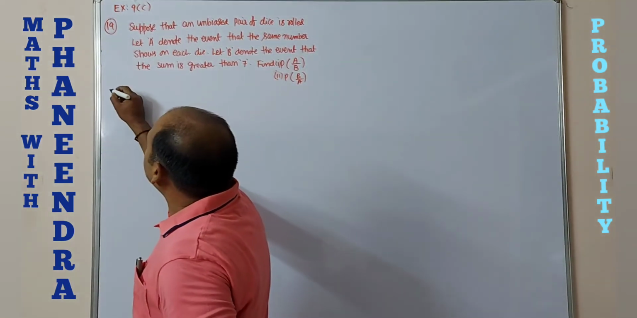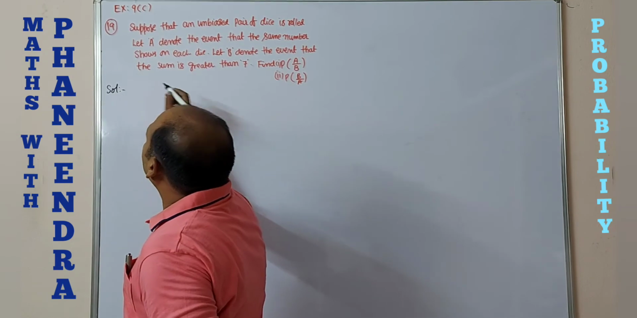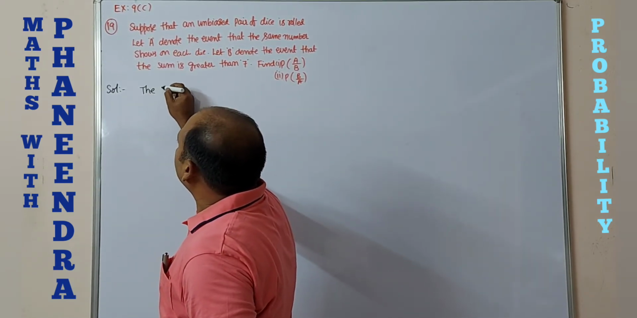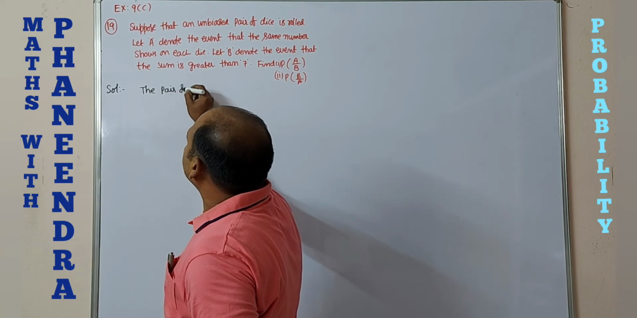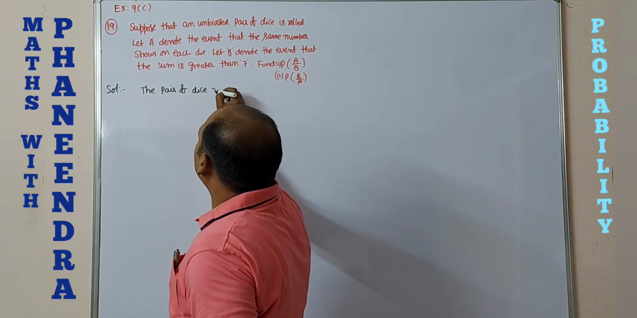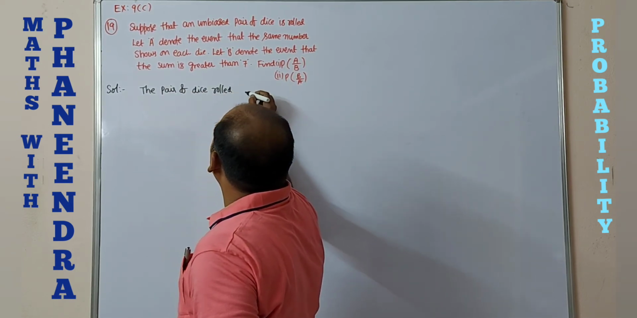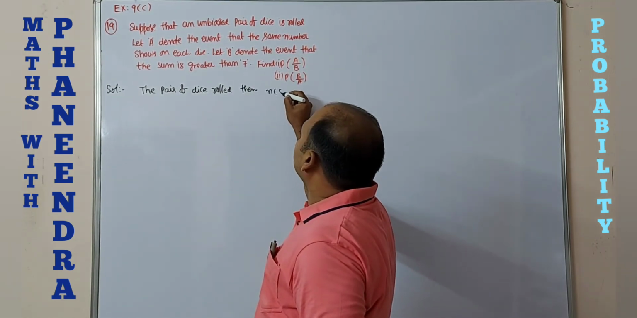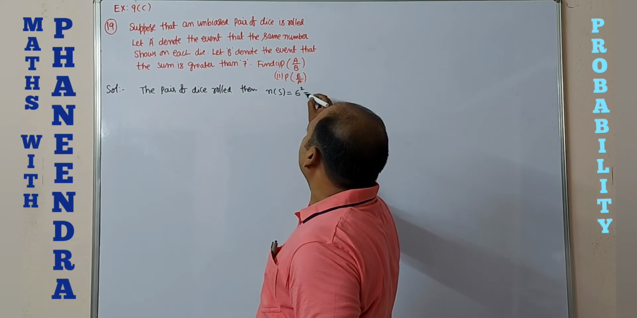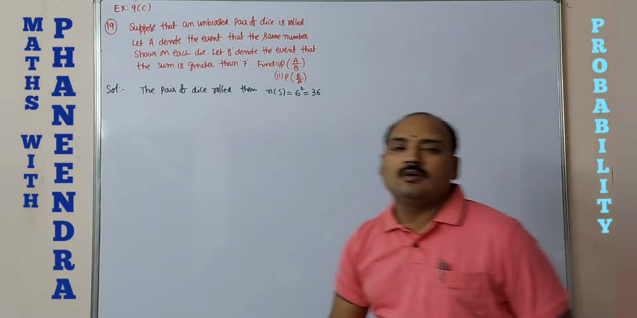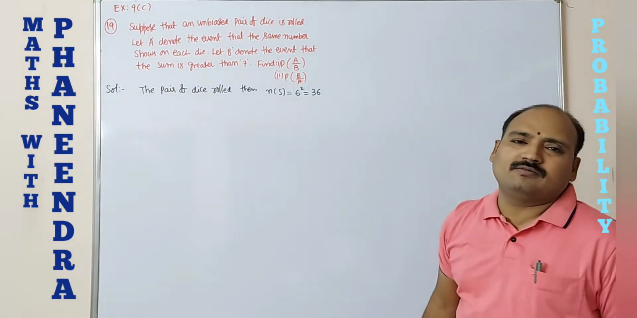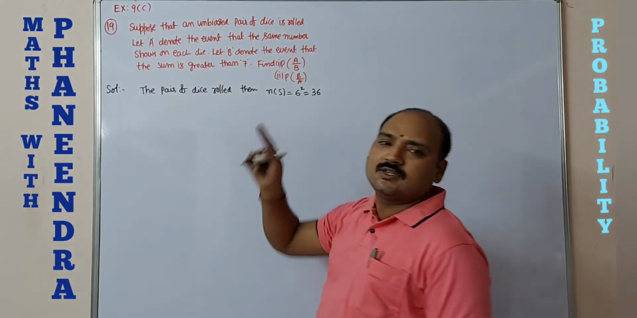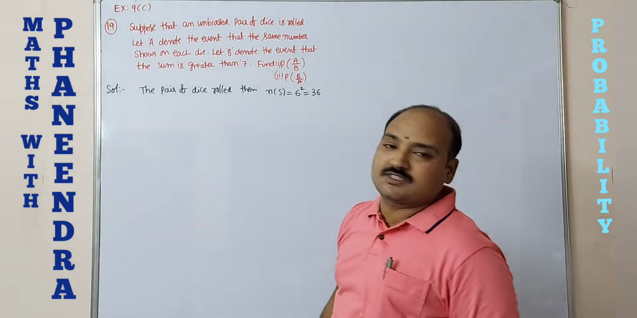So in the solution step, the pair of dice rolled, then N of S is equal to 6 square, that is equal to 36. No need to mention, we will write it. S is equal to 1 comma 1, 1 comma 2, 1 comma 3 and so on 1 comma 6, like this 6 comma 6, 36.